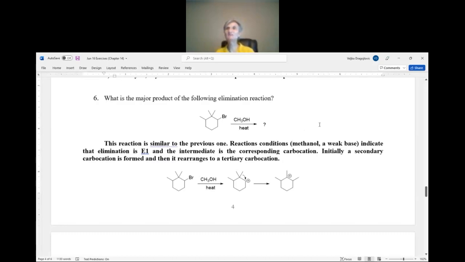Question number 6, similar but a little bit more complex. What is the major product of the following elimination reaction? In this case, again, we have heating in methanol, but now you need to figure out that this is E1. You know that this is E1 because methanol is a weak base. Weak base favors a unimolecular reaction, the same way as a weak nucleophile favors SN1 over SN2. So in this case, weak base favors unimolecular elimination, E1 over E2.